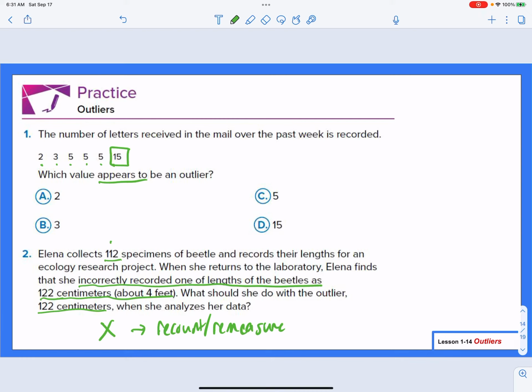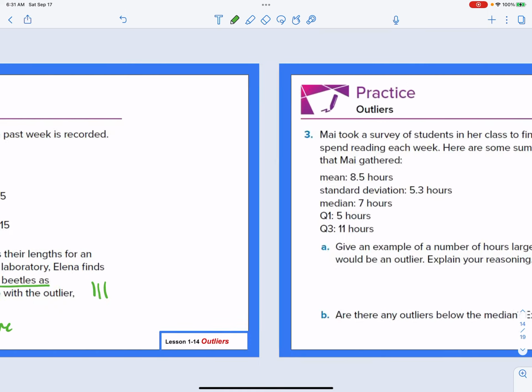Go back and remeasure all 112 to see where the error was made, just to make sure the data is accurate. Is it going to change a ton by redoing it all? Probably not much. She might be fine just getting rid of it and really making her specimen count 111 instead of 112. It depends on how much time she has and how much work she wants to do.